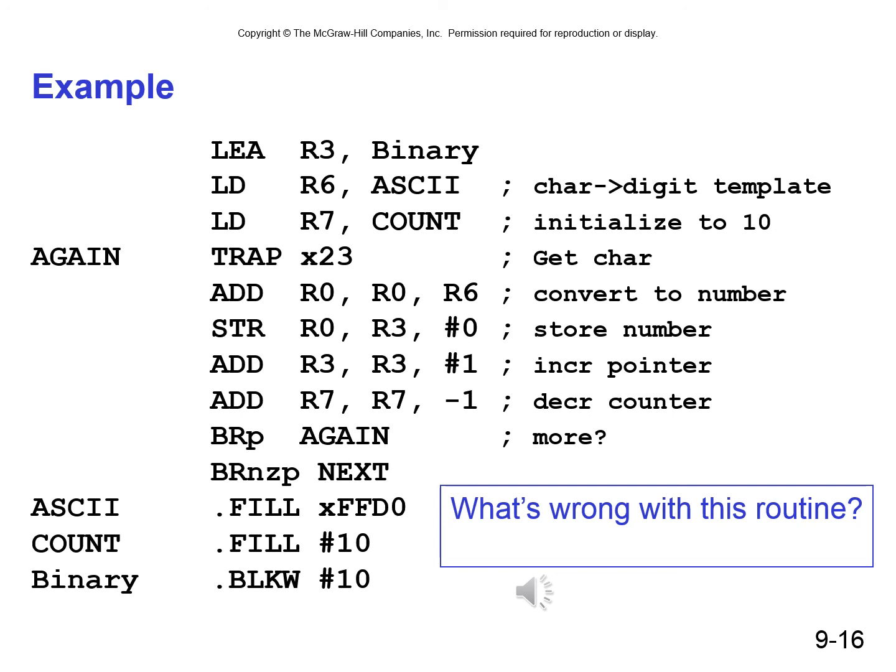So R7 is going to hold a value, and then when we get to TRAP x23, as long as the counter is positive, we'll be writing the program counter address, the address of that ADD R0, R0, R6, into R7, and we will be compromising the value of the counter.